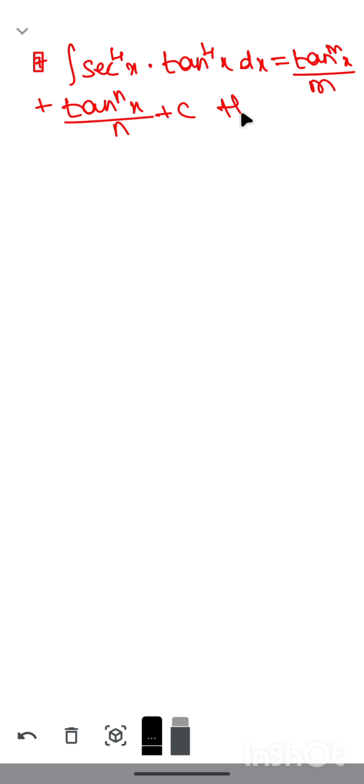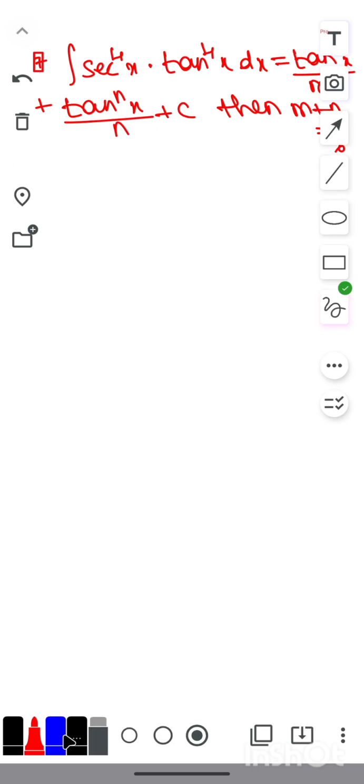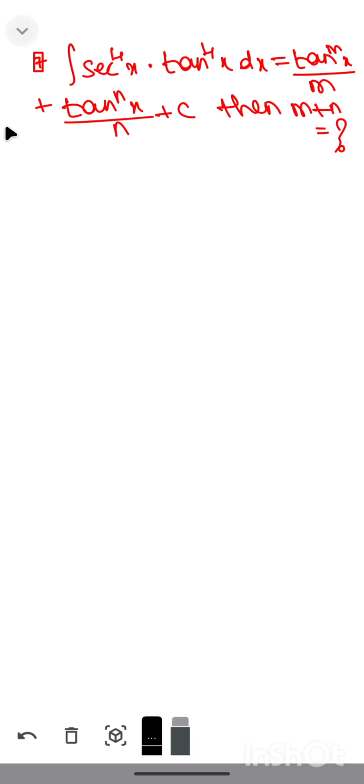Then the value of m plus n is? We should find the value of m plus n. Options like 8, 12, 10, 16 are given. Now let us think about how to find the solution of the given problem.